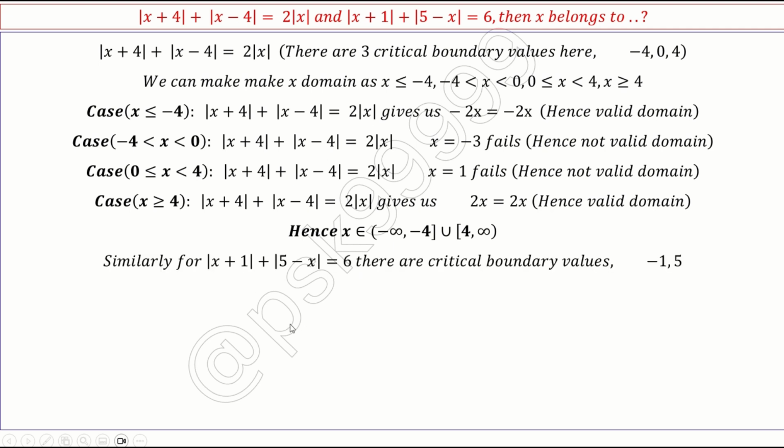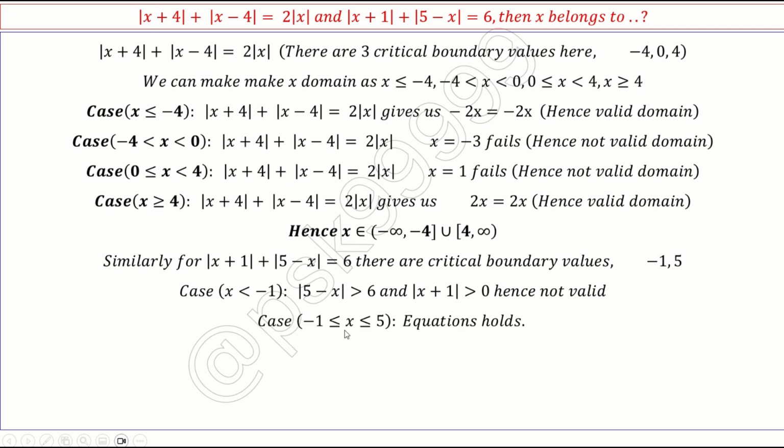Now from the second equation, similarly, the critical points are minus 1 and 5. So x less than minus 1: this is not a valid solution. You can substitute a value like minus 2 and see. Between minus 1 and 5 inclusive, this equation holds good. X greater than 5, again this is not a valid solution; you can substitute some value and see. So my domain from the second equation is minus 1 comma 5 inclusive. X belongs to minus 1 comma 5 inclusive.